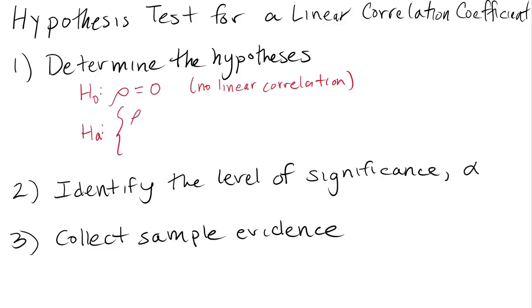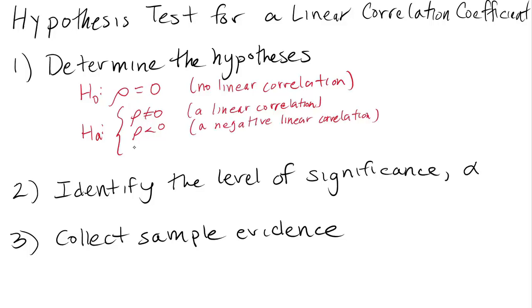And we could either say that rho is not equal to 0, which means that there is a linear correlation between the two variables. You could test the claim that rho is less than 0, which means that there's a negative linear correlation. Or you could test the claim that rho is greater than 0, which is the claim that there's a positive linear correlation. In the textbook that these lectures are based on, they always use the not equal to option, and so that's what you're going to see in this video.